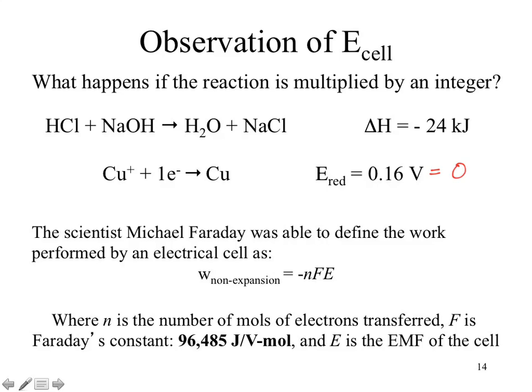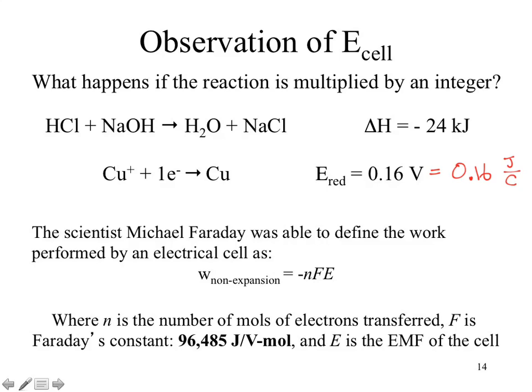This is equal to 0.16. What were our other units? Joules per coulomb, where coulomb was effectively the charge on an electron. If we look at this, yes, we would expect more energy if we run the reaction twice. We might expect twice the energy. But what happens to the amount of electrons? If we run the reaction twice, what happens to the coefficient in front of our electrons?